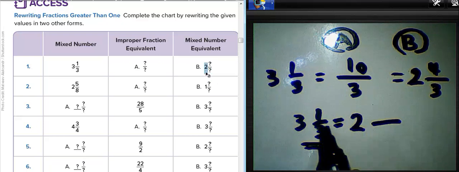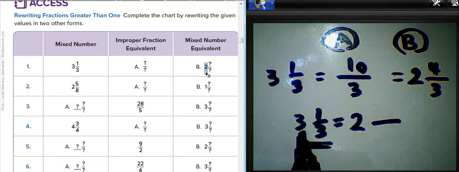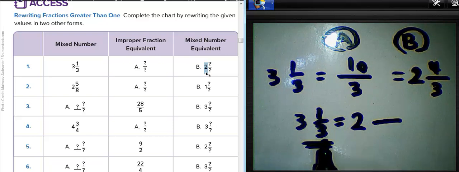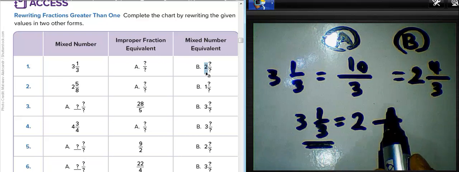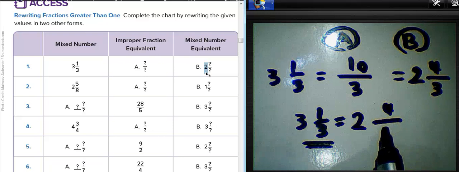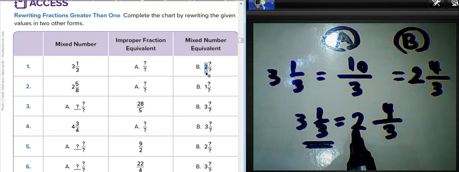And we must cancel 1 from 3 to be 2. 3 minus 1 equals 1, which will be 3 over 3. 3 over 3 plus 1 over 3 will be 4 over 3. So the result will be 2 and 4 over 3. Okay my students, understood?